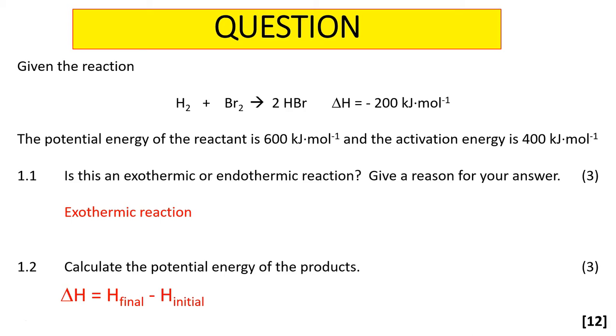Okay. This example of the exothermic reaction, easy peasy, it's an exothermic reaction because it's got a negative delta H. And if I calculate the potential energy of the products, it's final energy minus initial energy that will give me my delta H. They told me delta H is minus 200. They told me the energy of the reactant is 600 and the reactant is initial. So that will leave me with X is equal to 400 kilojoules. So that was an easy 6 marks in the exam with no sweat.